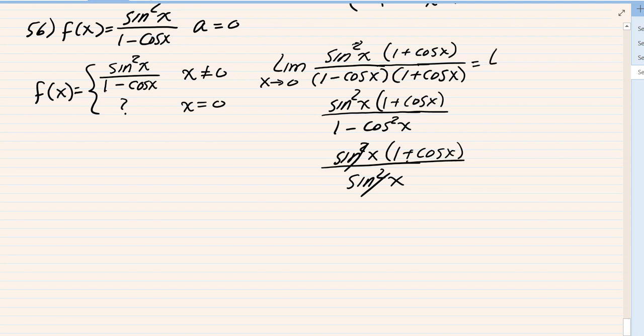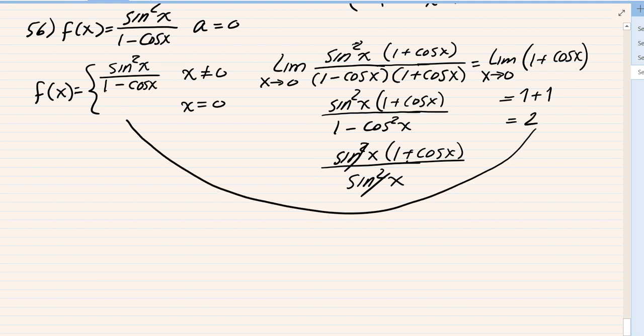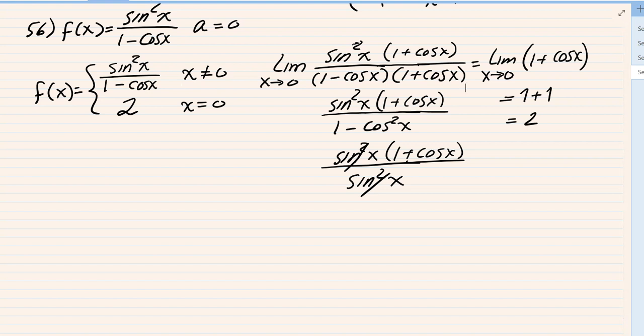So this is going to be equal to the limit as x goes to 0 of 1 plus cos x once I simplify. It's easier to simplify this way than to carry the limit in every step. So now plug in a 0 for x. Cosine of 0 is 1. 1 and 1 makes 2. And that's what we want to put in here. So we're going to let that be 2. There. Now doing that, it makes the function continuous. It removes that discontinuity. It's a removable discontinuity.